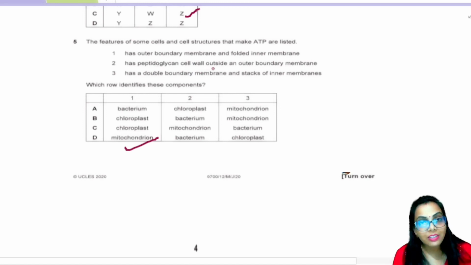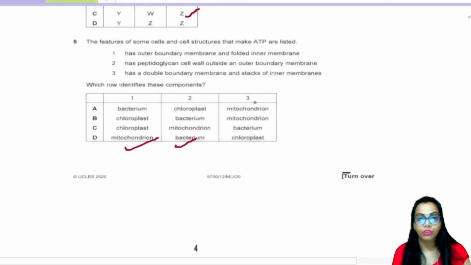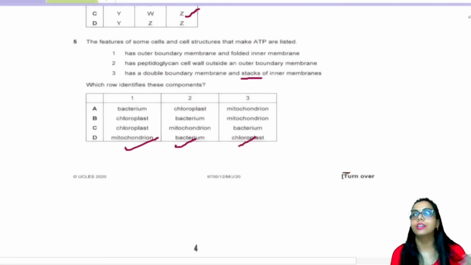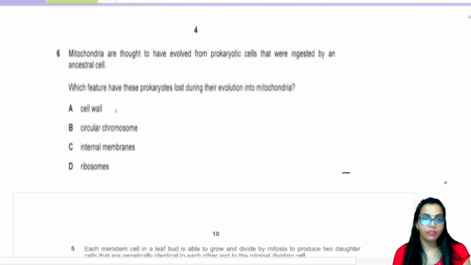Has peptidoglycan cell wall. Bacteria have the peptidoglycan cell wall. That's why the bacteria are able to live in harsh conditions like hot springs and volcanoes. Okay, and the chloroplast has a double boundary membrane and stacks in the inner membrane. The chloroplasts have the stacks in the inner membrane and they are known as the thylakoids, and the thylakoids collectively are known as the grana. And the thylakoids contain the chlorophyll.